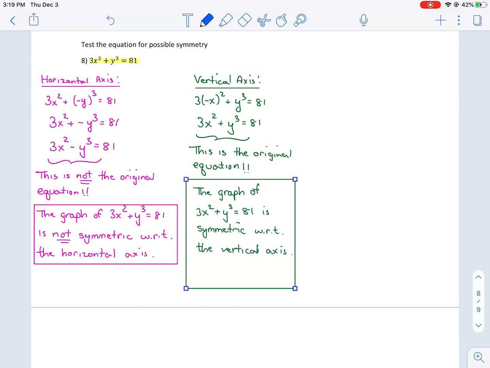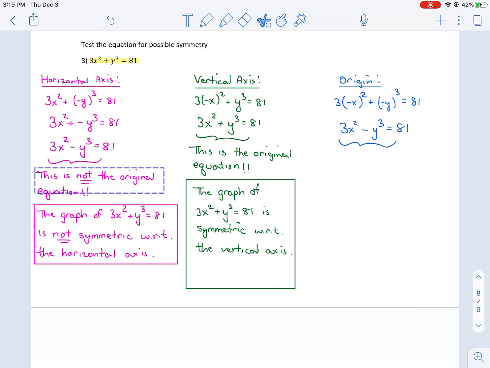Now on to symmetry with respect to the origin. To test for this, I'm going to substitute negative x in for x and negative y in for y. So the result is 3x squared minus y cubed is equal to 81. And what you may have noticed is that this is not the original equation.